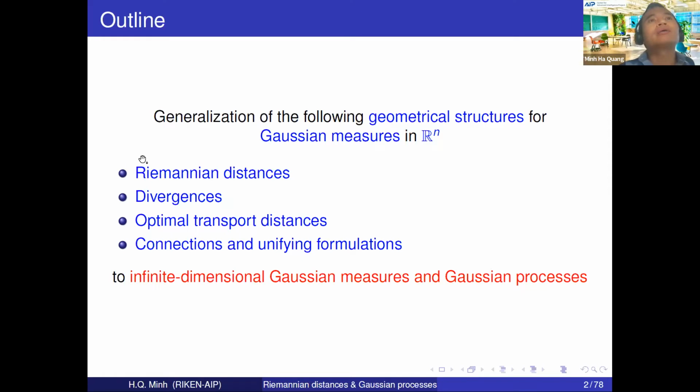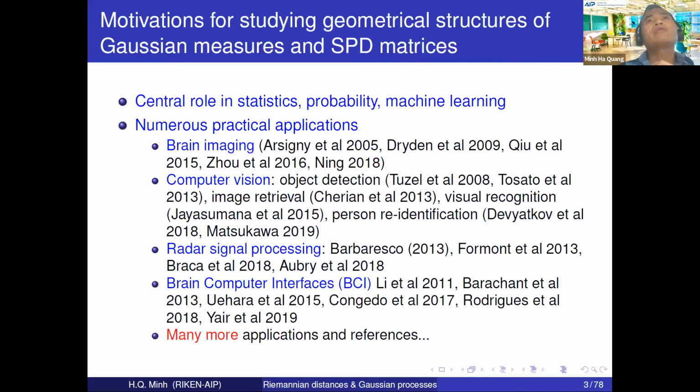This talk is more like chronological. This is what I did a couple of years ago, and then this is more like basic work. Very briefly, we have the motivation for this study.